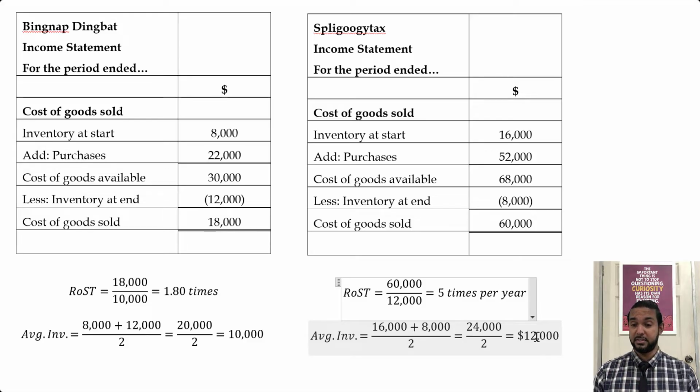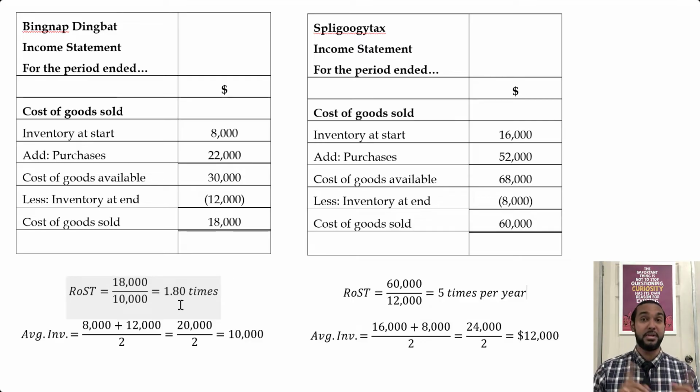Now, from what I could see, I feel like Split Tax is doing a better job because it's selling its stock faster, which means it's earning revenue more quickly. It's more efficient in terms of its revenue generation than is Bing Nap Ding Bat, who's only selling its stock 1.8 times per year. So that's relatively slow compared to Split Tax. So once again, remember, it's all relative. When we compare, that's when we get some sort of meaning. All right, but again, we need a lot more context.